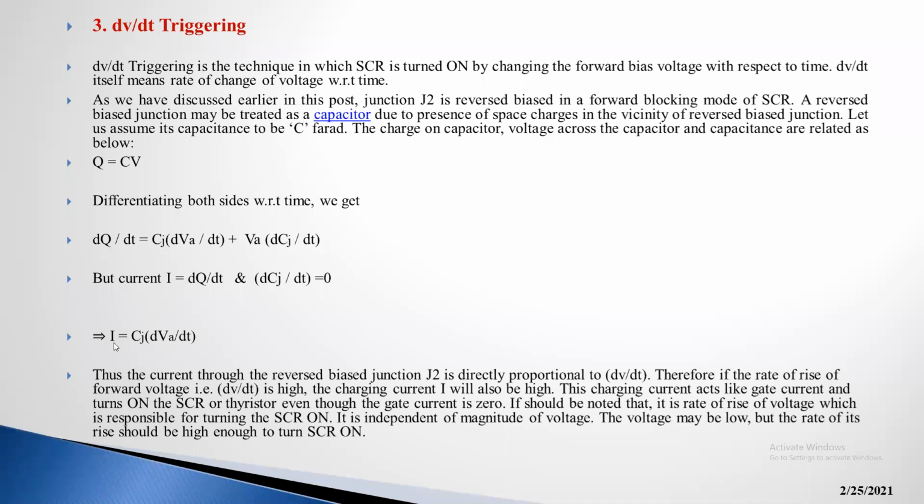So we can write the equation I is equal to Cj into dVa by dt. This means the charging current or leakage current is directly proportional to the rate of change of anode voltage. If the rate of change of anode voltage increases, the current also increases. At one particular rate of change of voltage, the current increases enough that the SCR will be turned on. This is one of the methods to turn on the SCR.